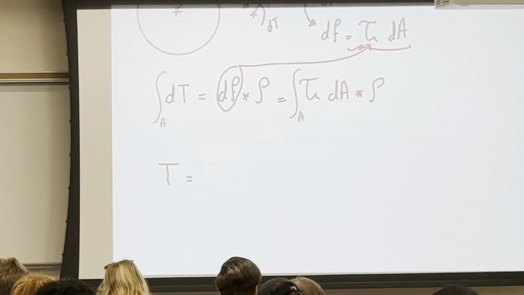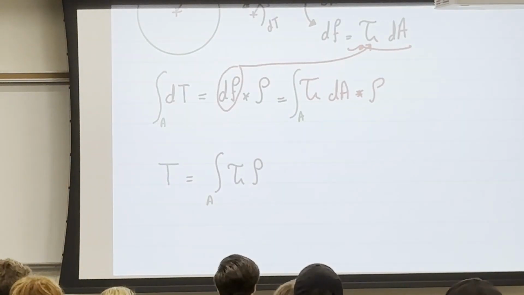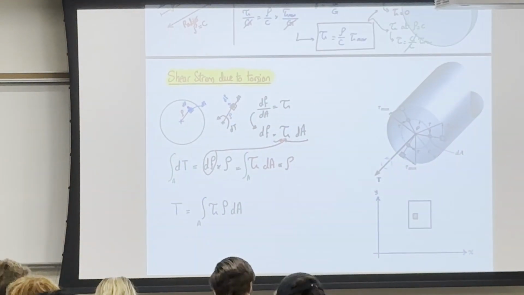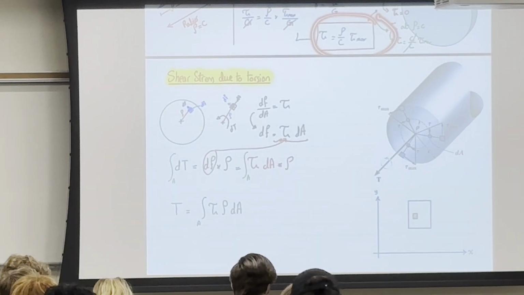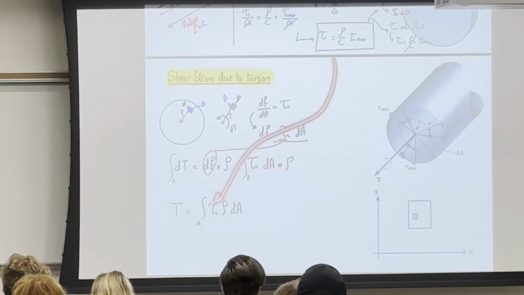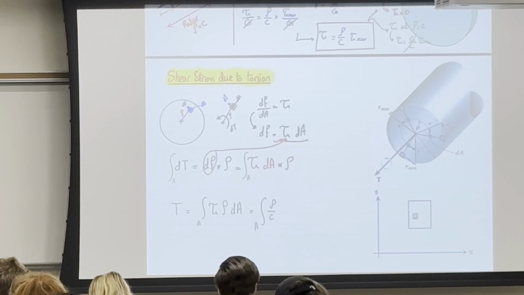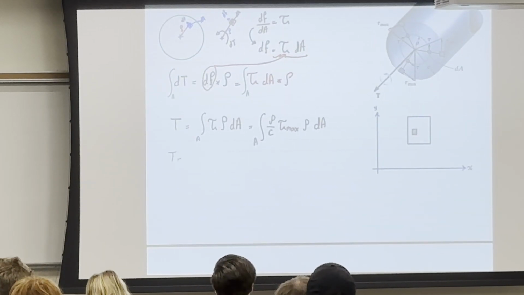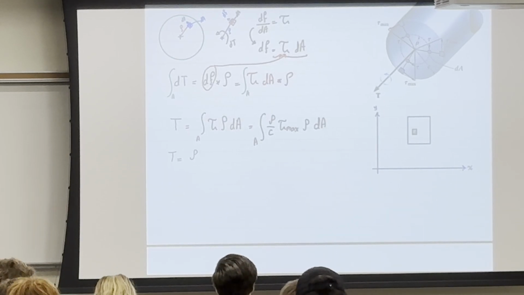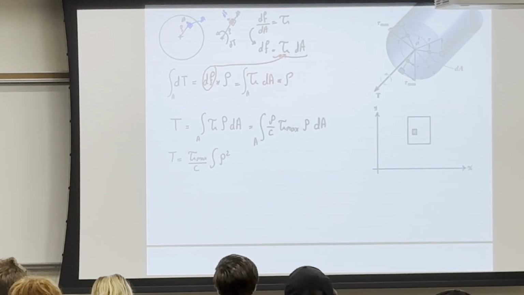And what I want to do now is integrate over the area tau times rho. Just remember, a couple minutes ago, I had tau is equal to rho over c times the tau max, right? I'm going to take this and replace it with the tau. So I'm going to end up with the integration over the area of rho over c times tau max times rho d area. Let me put it now in a nice way: tau max over c, integration of rho square over an area.